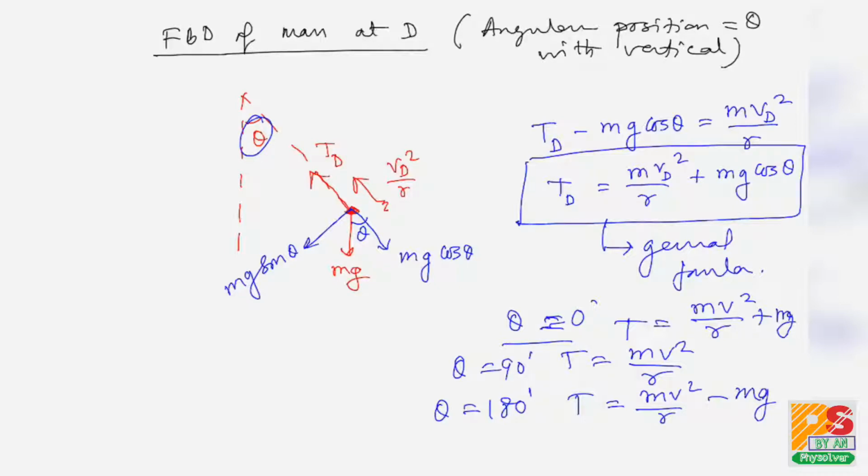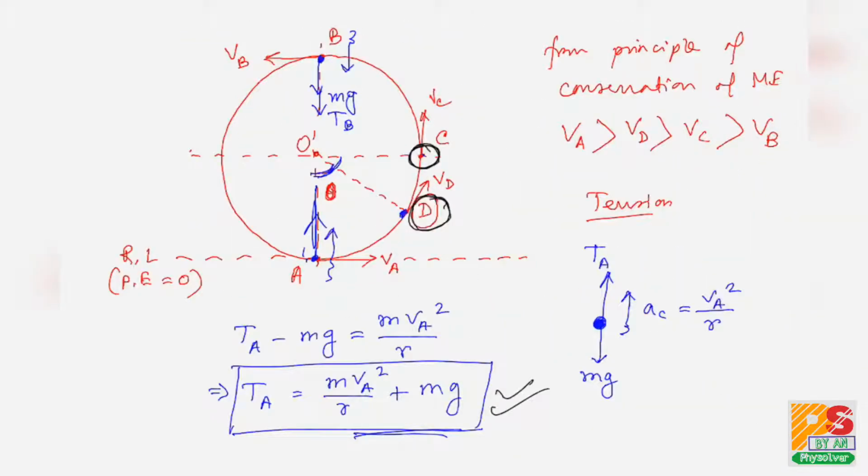Now let's come to this problem. Here they ask you the wire is most likely to break at which point. See, the wire will break if the tension in the wire exceeds a certain value. What is that value? That is the breaking strength of the wire. Therefore, the wire is most likely to break at a point where we can get the maximum tension. And now see the formula of tension at A, mva square by r plus mg.